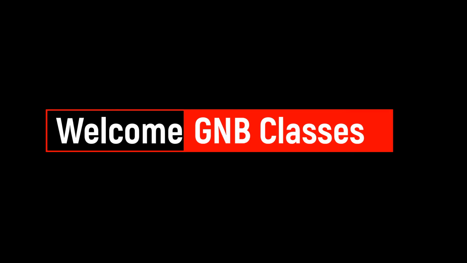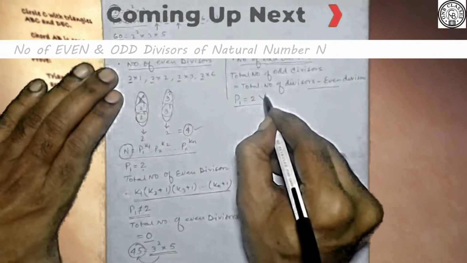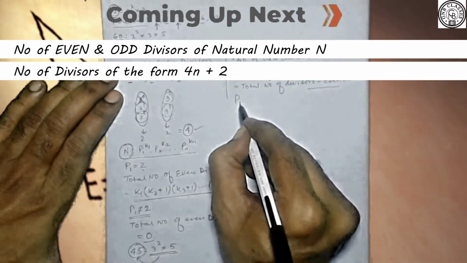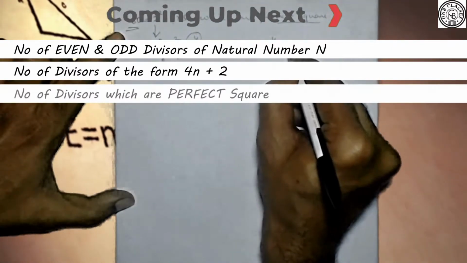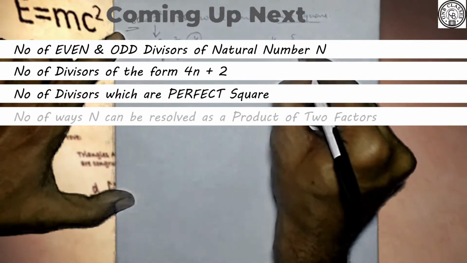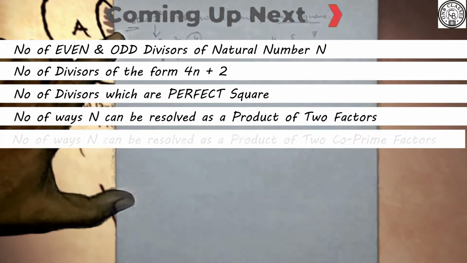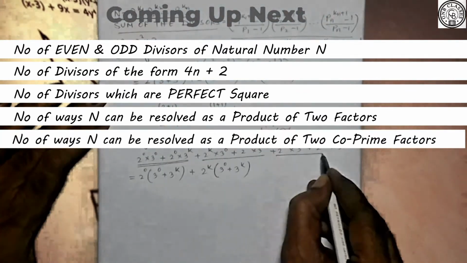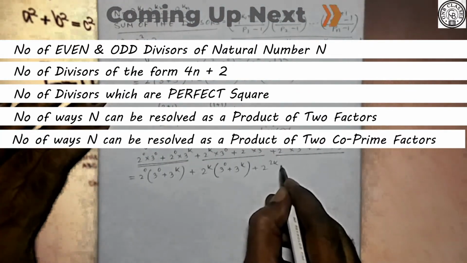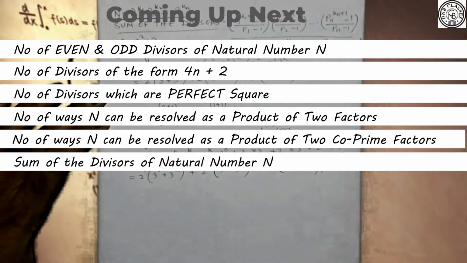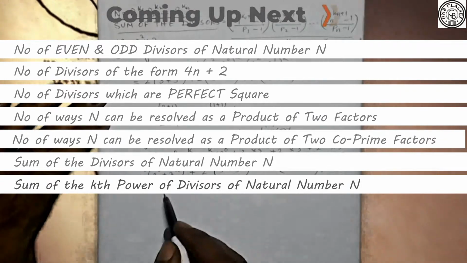In this class we are going to discuss the number of even and odd divisors, number of divisors of the form 4n plus 2, number of divisors which are perfect squares, number of ways in which n can be resolved as a product of two factors, number of ways in which n can be resolved into two factors which are relatively prime, sum of the divisors of n, and sum of the kth power of the divisors of n.